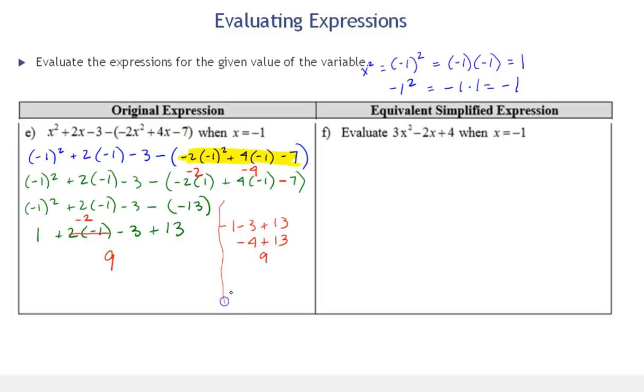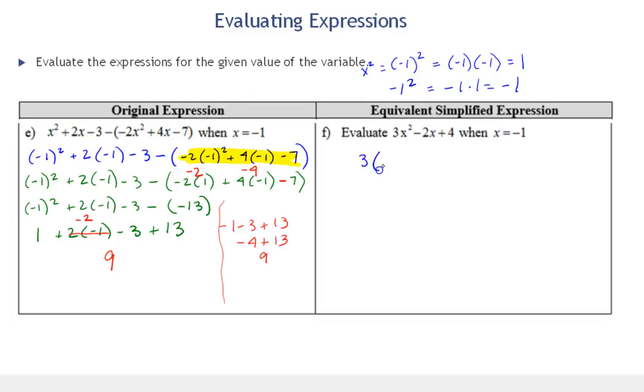And again, computations like this, you really want to do them on the side. Try not to do them too much in your work because you can end up doing those running equal signs where you write something that's not equivalent. Okay, so our result is 9. Now let's do it in the simplified expression, which I think you can see is going to be much easier.